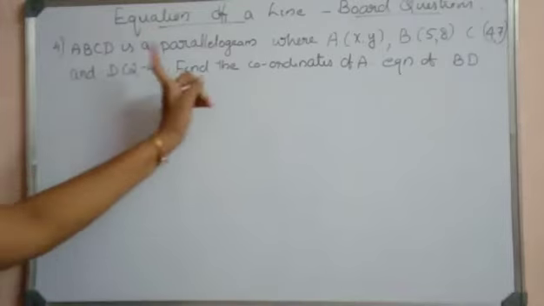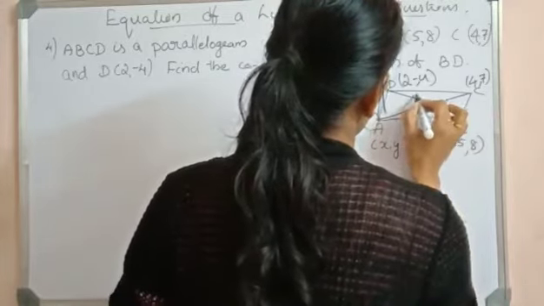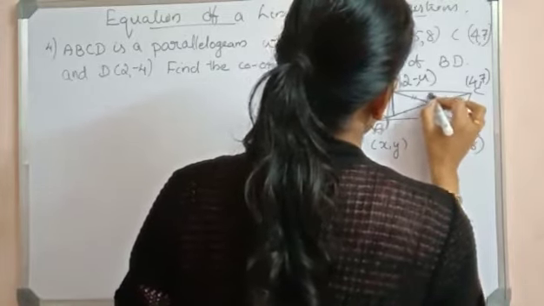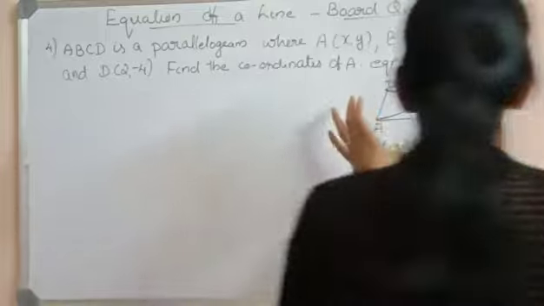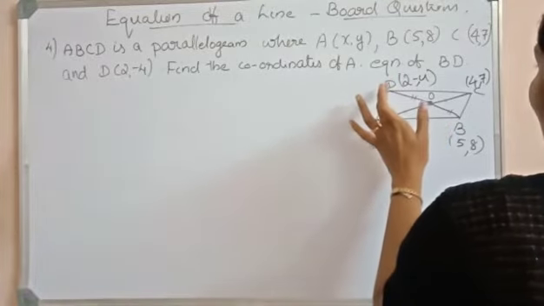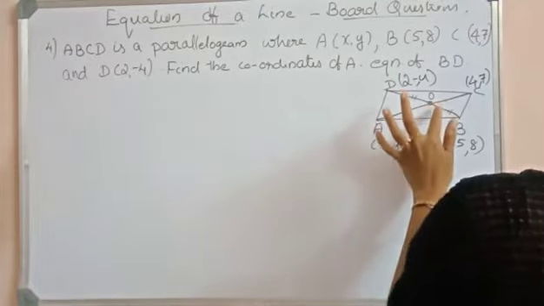We know one of the properties of a parallelogram, that is the diagonals bisect each other. That means the diagonals will be divided equally. If O is the intersection point, OA is the same as OC, and BO is the same as OD. So first, by using B as well as D, let's find the midpoint. After getting the midpoint, we can find the coordinates of A by using the midpoint formula.